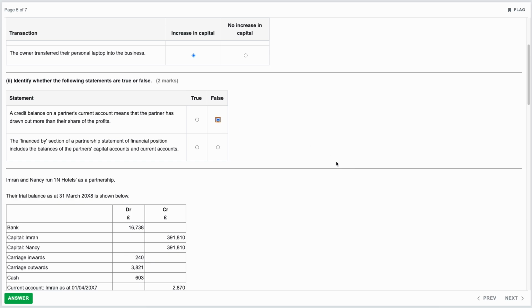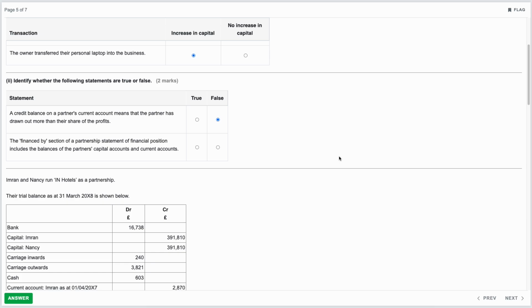So a credit balance on a partner's current account means that the business owes the partner money. So quite the opposite from drawing more out than their share of profits. It would mean that they still have money to draw out of the business.